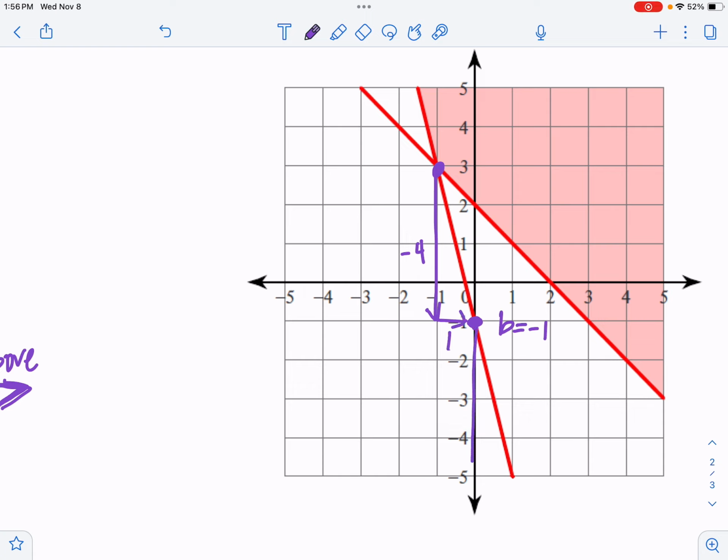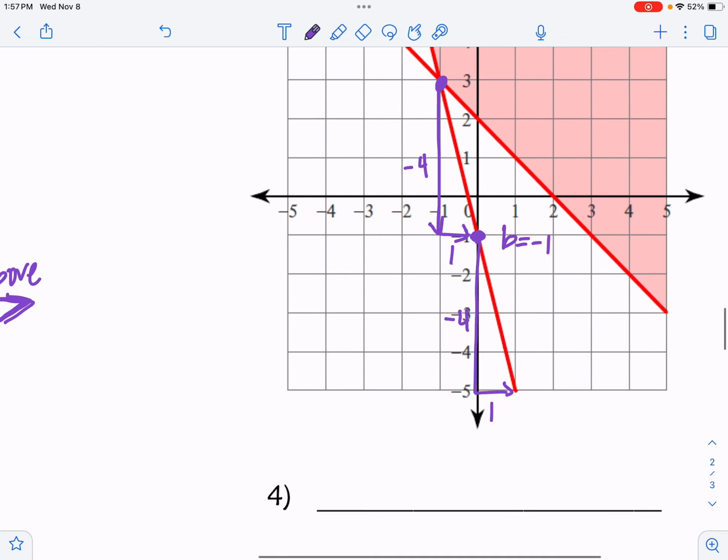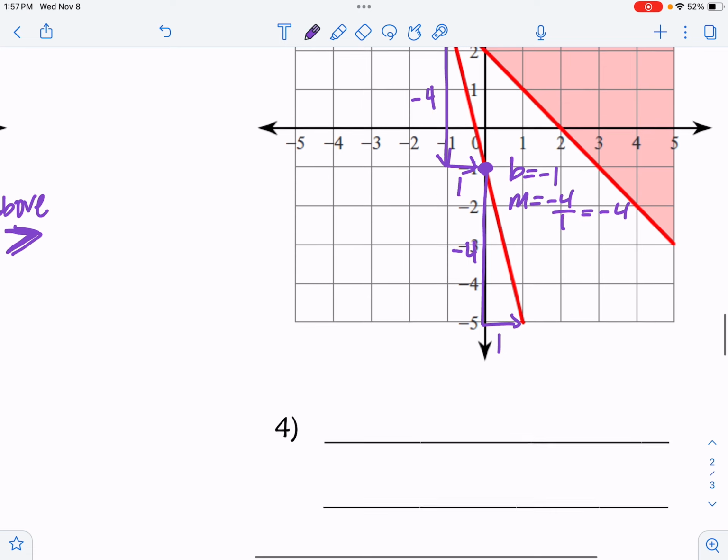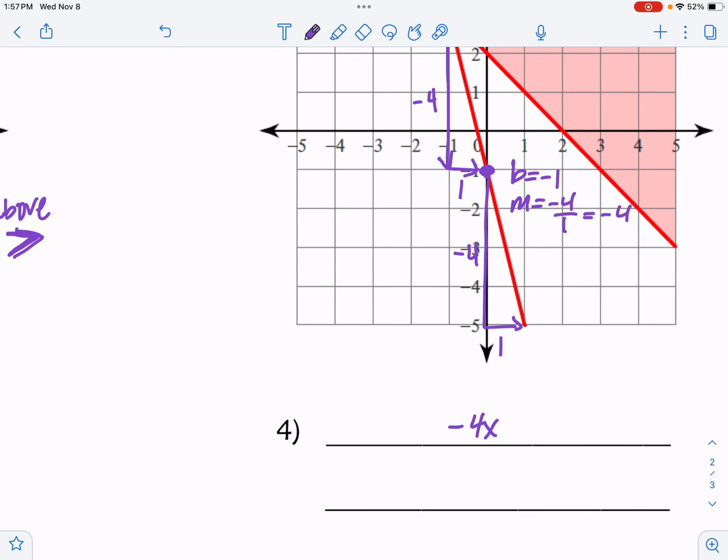And if I go down 4 more... Wait, how do you know if it's going down? Because I'm always going to the right. From this point to this point, I have to go down to the right, down to the right. You don't ever want to go backwards. Yep. Always move to the right, just like you would read a book, left to right. And so then to the right would be +1. And so our slope is -4 over 1, which is just -4. And so -4x minus 1.